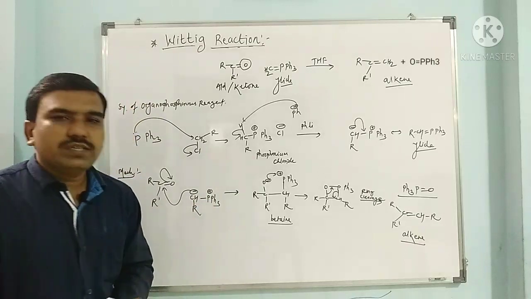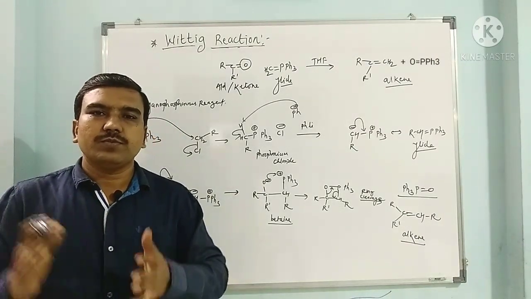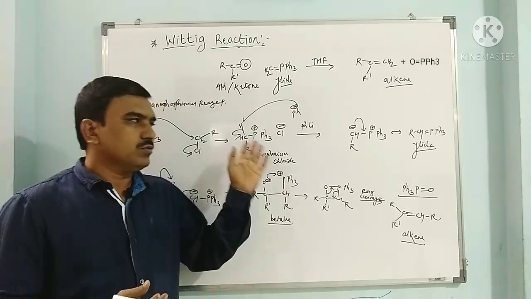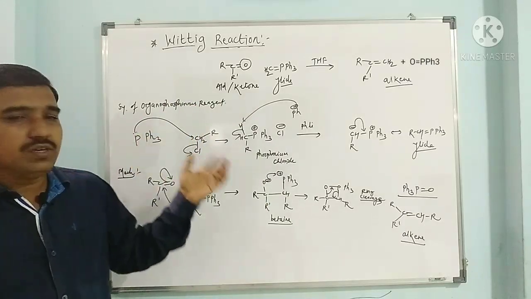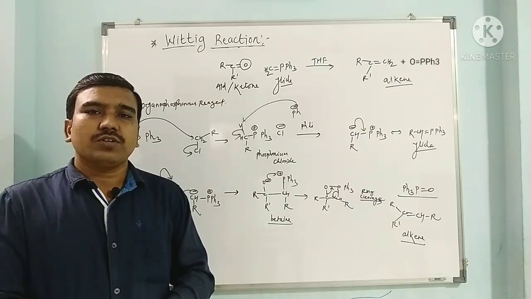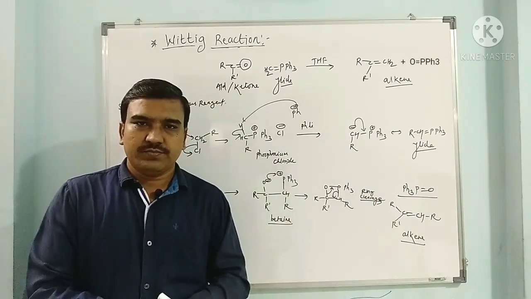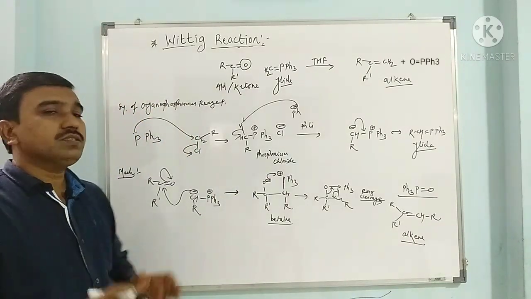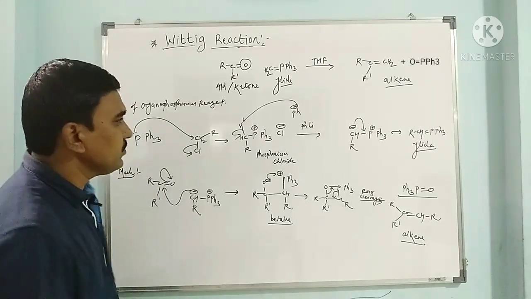So this is the Wittig reaction, which is very useful for the preparation of different types of alkenes. Whichever alkene we want to get, we can prepare it through this Wittig reaction. For this big work on the preparation of alkenes using organophosphorus reagents, Wittig was awarded the Nobel Prize. So this Wittig reaction is giving us very useful kinds of alkenes. Now I have to show a few applications of the Wittig reaction.